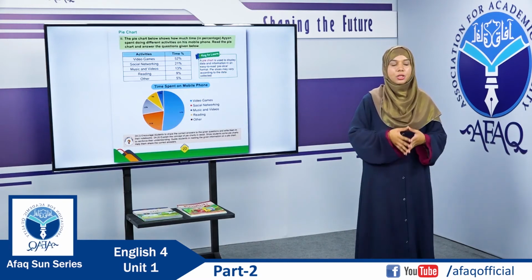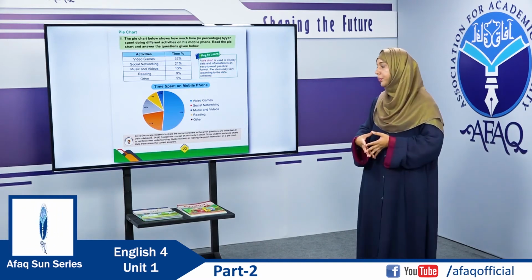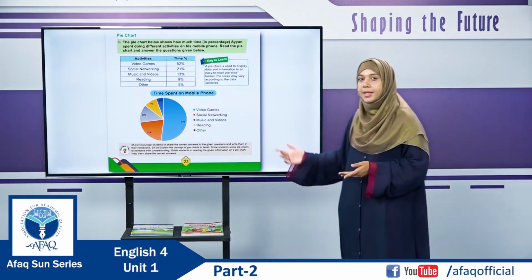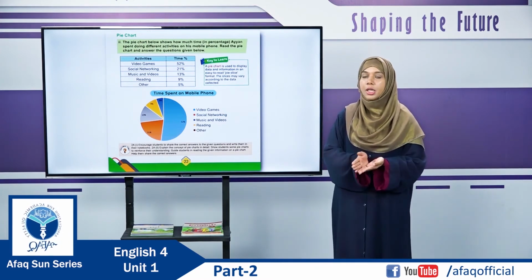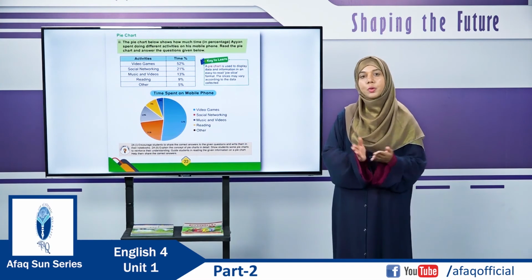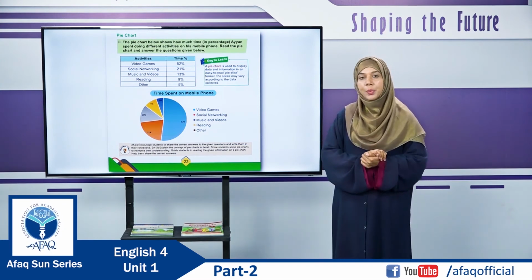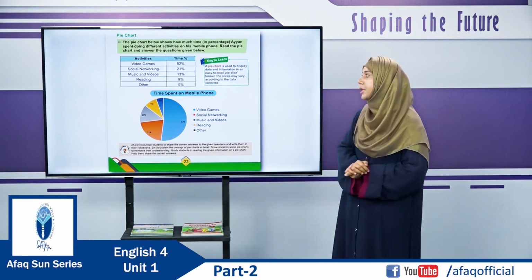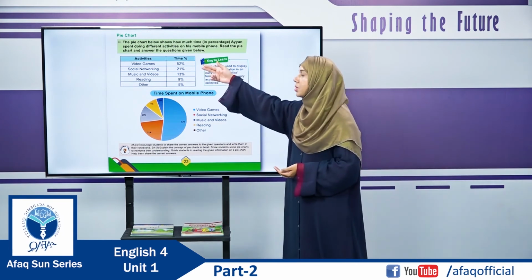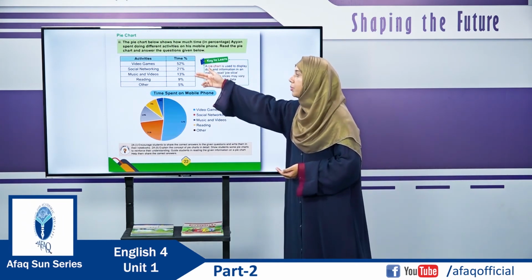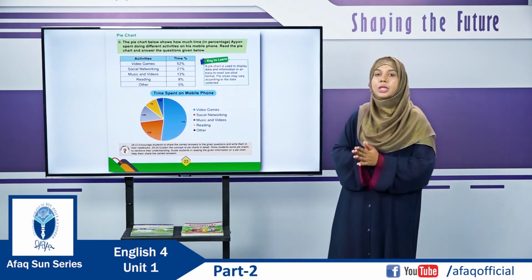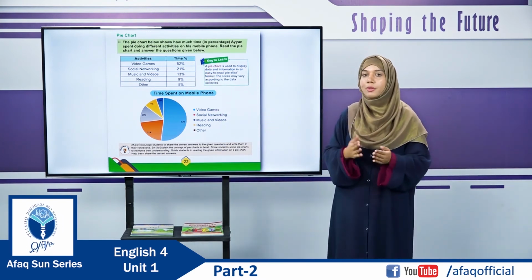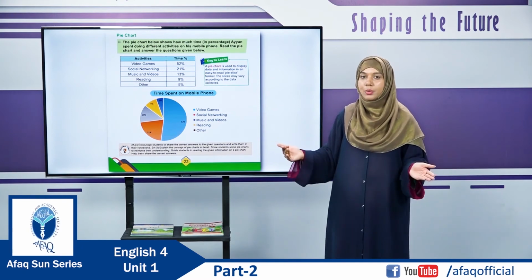Now look at page number 22 of your textbook. On this page, some data has been provided. This data was collected from Ayan. Ayan is a student of grade 4 just like you. He spends his time in different activities such as video games, social networking, music and videos, reading, and other activities. So his time was divided among all these activities.